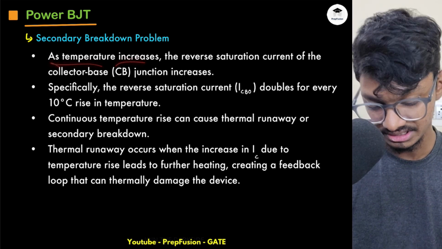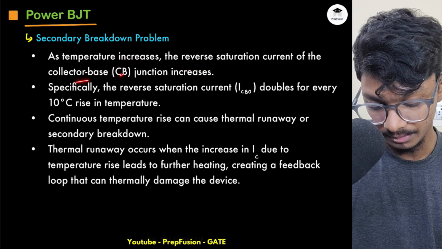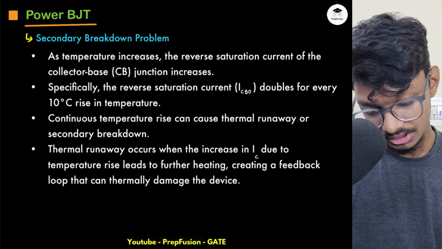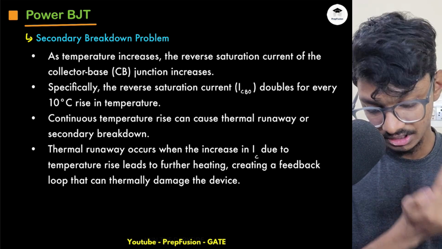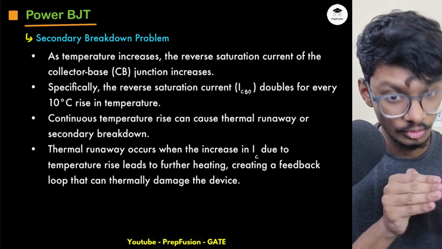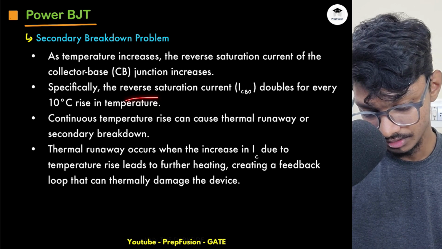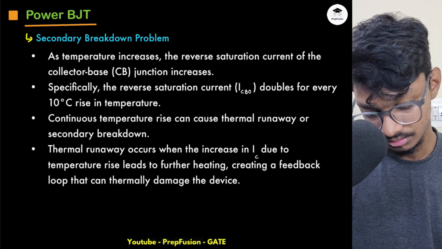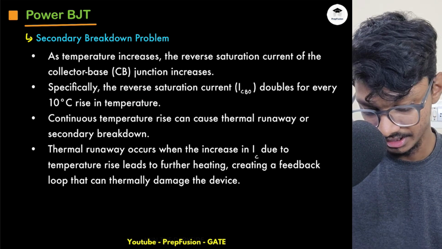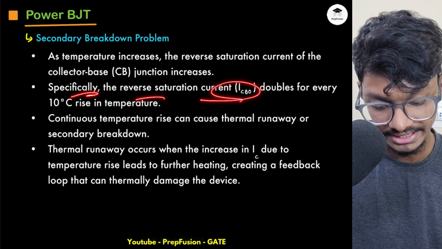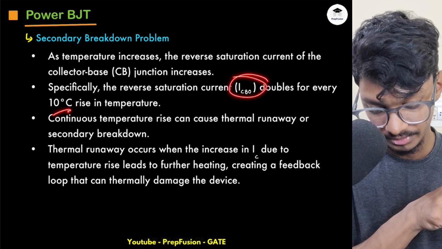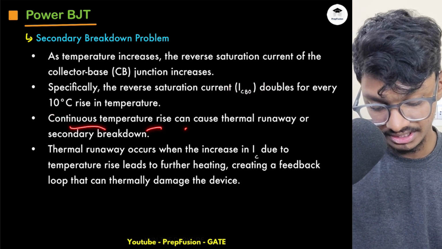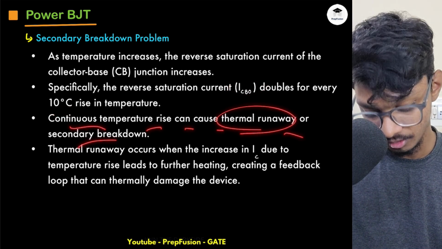As temperature increases, the reverse saturation current of the collector base junction increases. So the current will increase, the number of electrons will increase, the collisions will increase, the more they collide, the more the temperature will increase. Specifically, the reverse saturation current ICBO doubles for every 10 degree rise. Temperature increase, 10 degree rise, ICBO doubles. Now continuous temperature rise can cause thermal runaway or secondary breakdown problem.